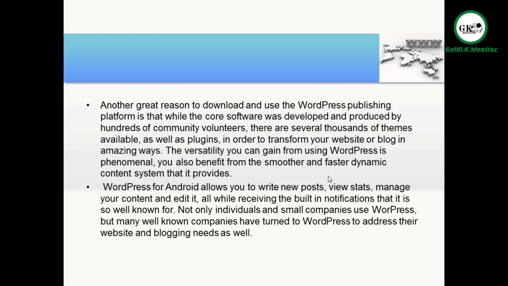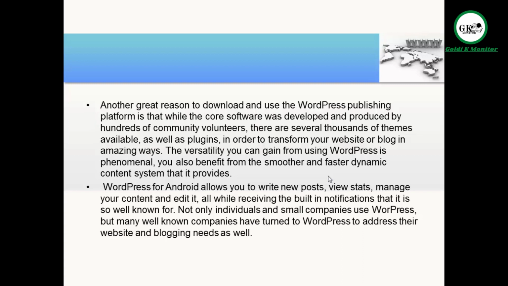Another great reason to download and use the WordPress publishing platform is that while the core software was developed and produced by hundreds of community volunteers, there are still several thousands of themes available, as well as plugins, in order to transform your website or blog in amazing ways. The versatility that you can gain from using WordPress is phenomenal. You also benefit from the smoother and faster dynamic content system that it provides. WordPress for Android allows you to write new posts, view stats, manage your content and edit it, all while receiving the built-in notifications that it is so well known for.